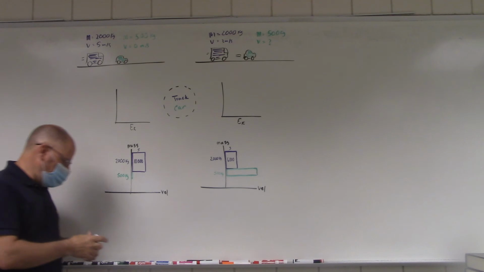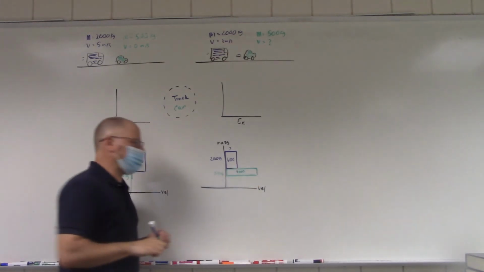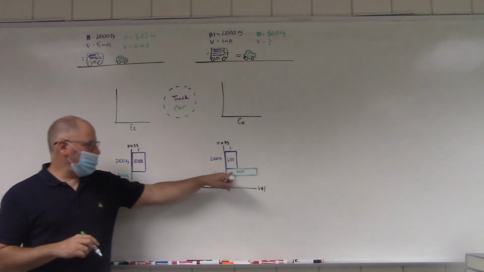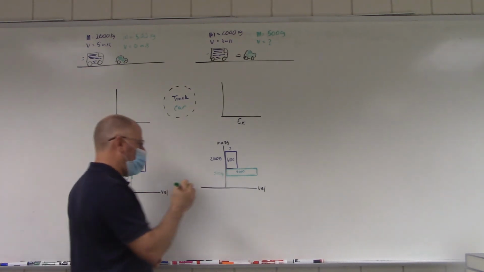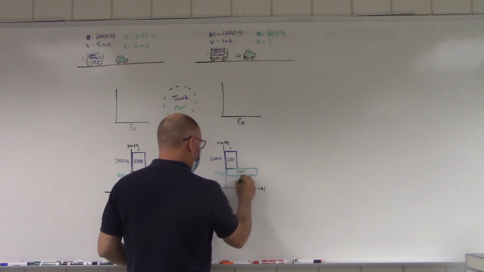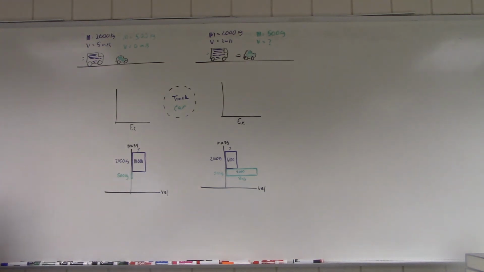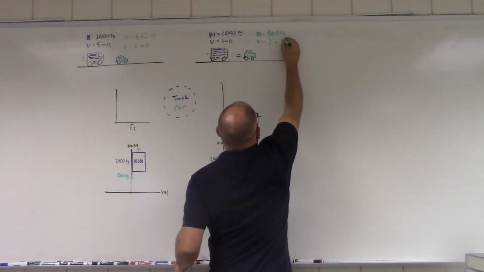So what does the area have to be? You said 4,000? So what does the speed have to be then? If the area is 4,000 and the height is only 500, what does the speed have to be? 8. Because 500 times 8 is 4,000. So that actually answers our question. What is the speed of the car after? It's 8 meters per second.